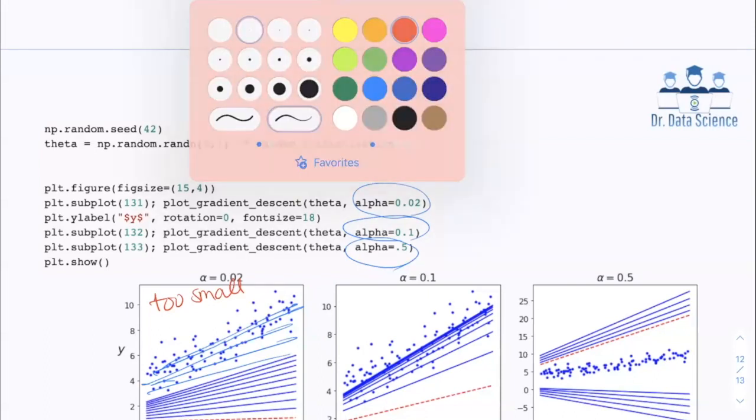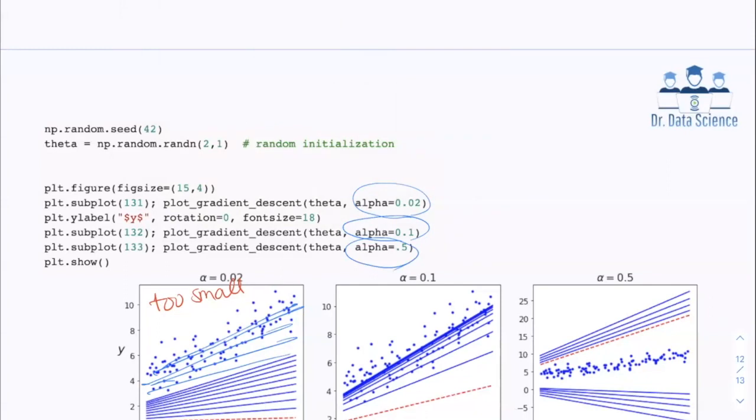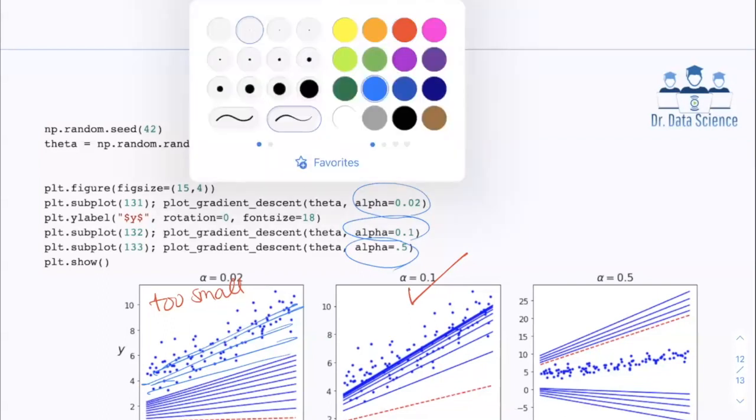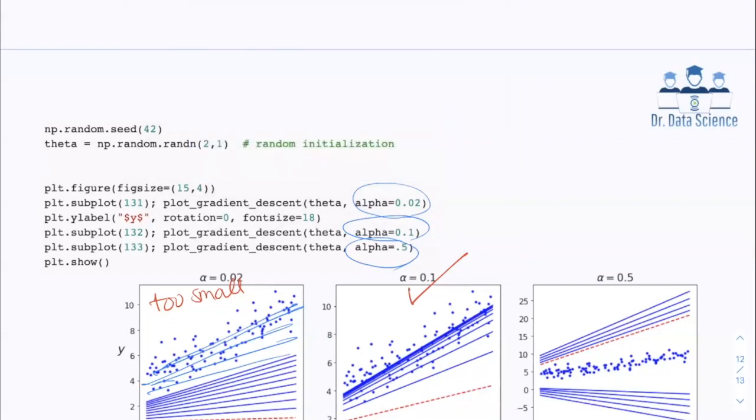Then we see that alpha equals 0.1 seems to be an appropriate value. After a few iterations, we find the regression line that fits the data. But here is the important part when we choose alpha equals 0.5. This is a case that is too high. And what happens, as we see, is that the solution is diverging, right? Because instead of finding lines that are getting closer and closer to the training data, we find these lines that don't even cross the data, and they are not even close to the optimal solution.